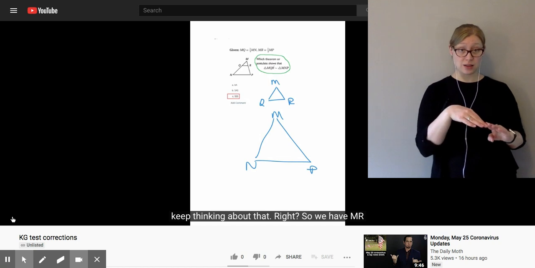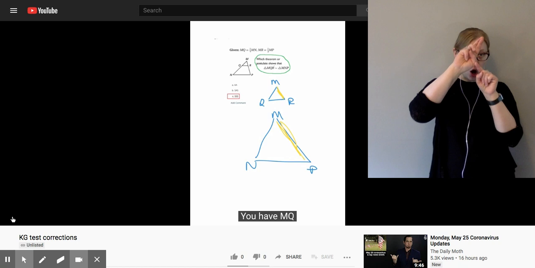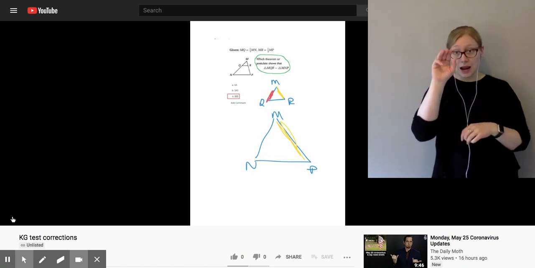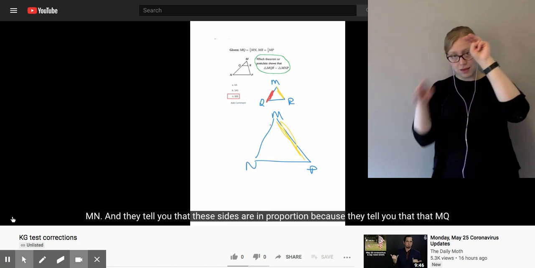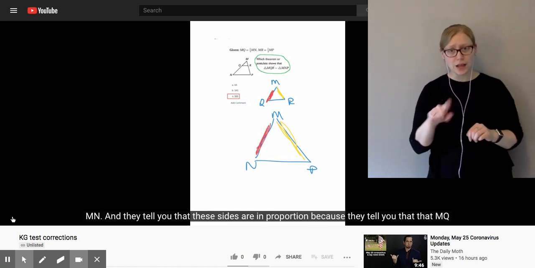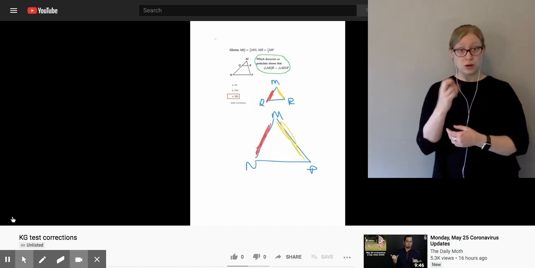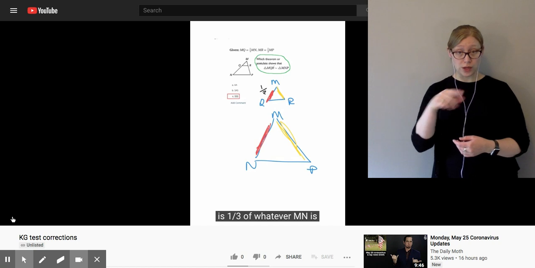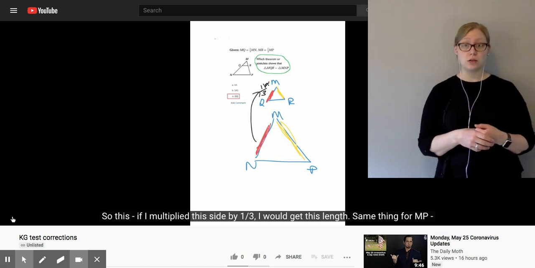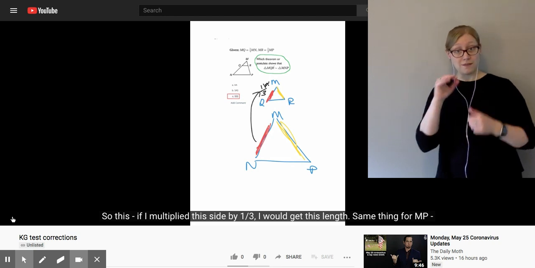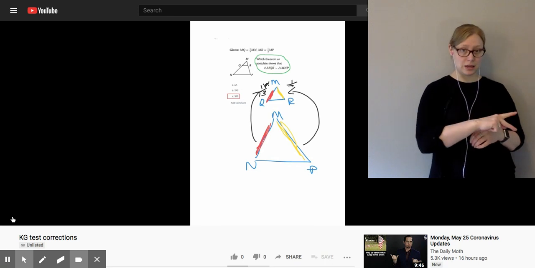So we have MR is going to match MP. You have MQ is going to match MN. And they tell you that these sides are in proportion because they tell you that MQ is 1/3 of whatever MN is. So if I multiplied this side by 1/3, I would get this length. Same thing for MP. This length is 1/3 MP.